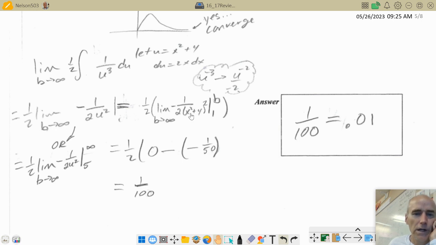So I'm plugging the 1 in. There's also a negative there, right? So it's negative 1 over 50th. And then I've got to take the opposite of that and then multiply by a half. So that becomes positive 1/100th.